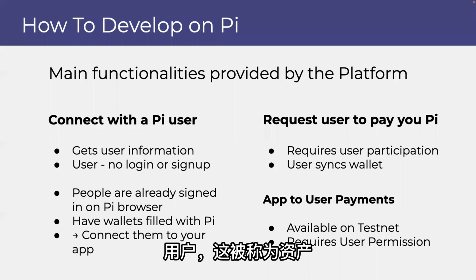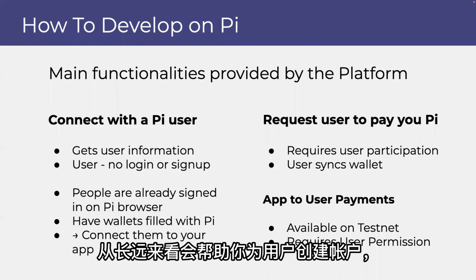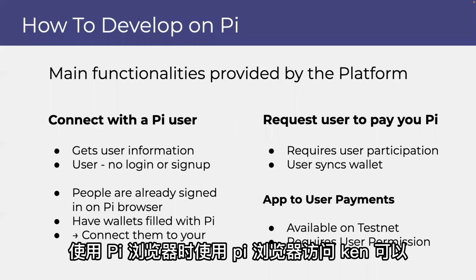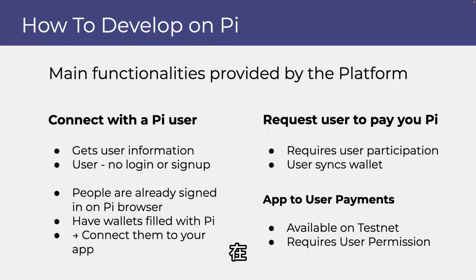And this is known as an access token. This access token will allow you to forego having a login or a sign up, and will help you create accounts for users in the long run. And when you're utilizing Pi Browser, this access token is accessible within the Pi Browser.